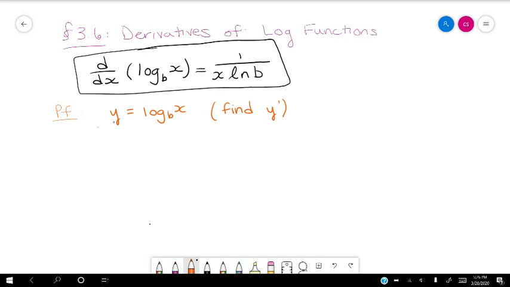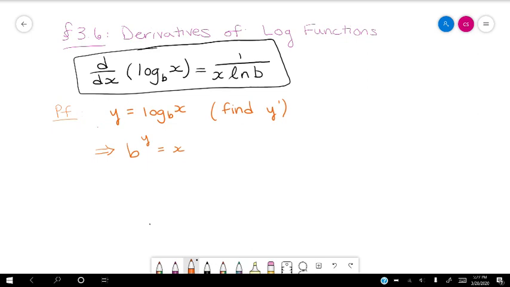So remember, a logarithm is the inverse function of an exponential function. So we can rewrite this in exponential form. It's base b. A logarithm is an exponent, so y is the exponent, and it equals the argument of the logarithm, so b to the y equals x. Okay, so I haven't done anything. I've just rewritten a logarithm into its exponential form.